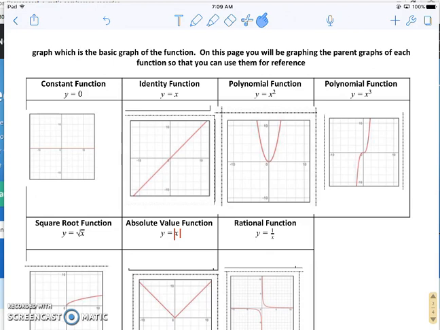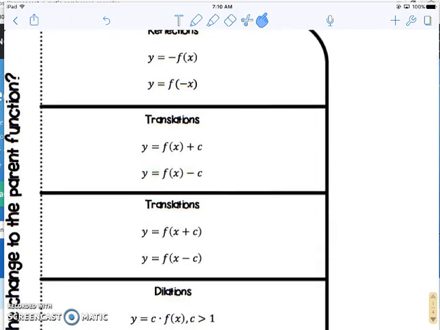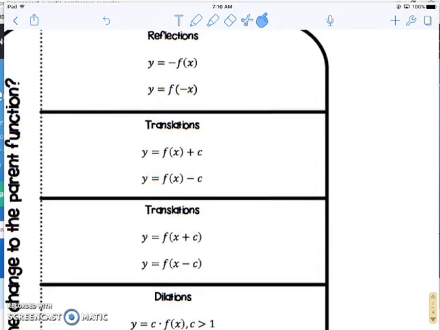So on the next page in your notebook, you are going to paste the foldable in there. And most of this you guys probably remember from last year. We have reflections and translations and dilations. And we're going to take a look at it in function notation this year. So underneath these flaps, we have these reflections and that kind of stuff. We're going to be drawing a couple of graphs.